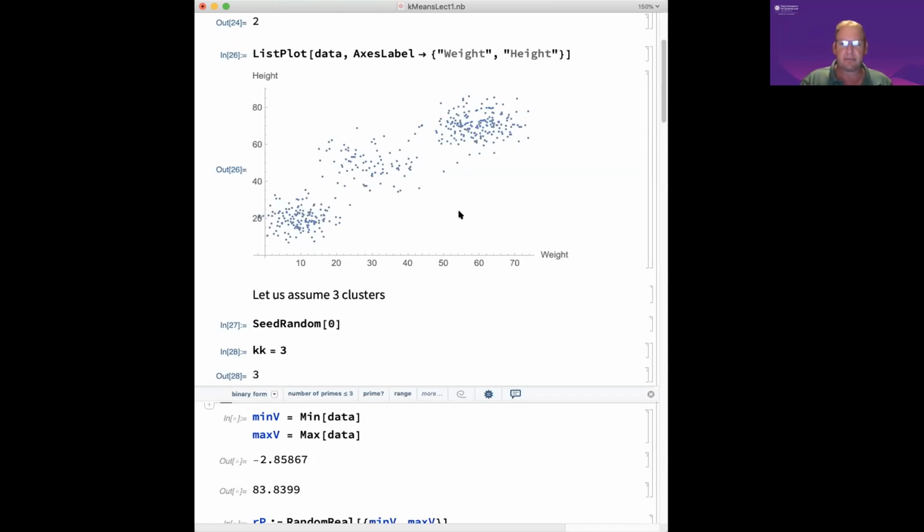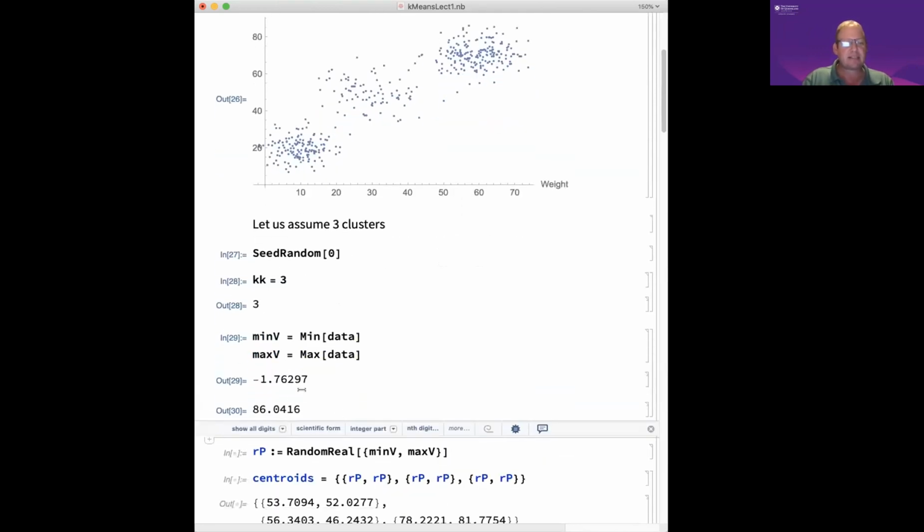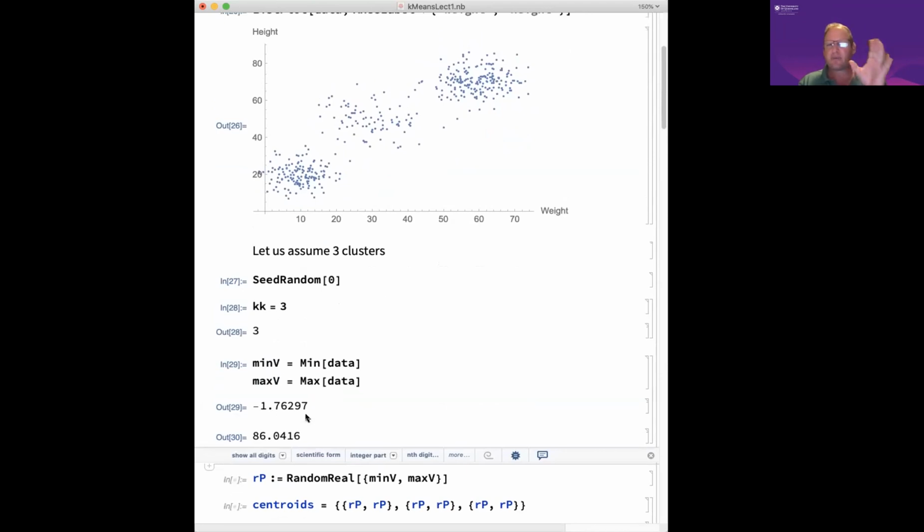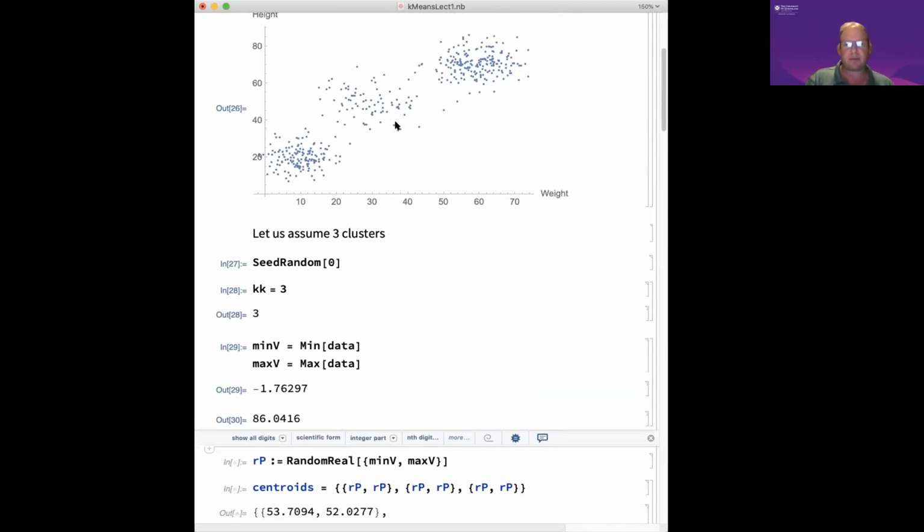Random centroids. Perfect. We decided the number of clusters, now random centroids. Okay, 3 random centroids. So let's take the minimum and the maximum. This is just the range of the data. Again, there are different ways to choose random centroids. You could have just picked random points and used them as centroids.